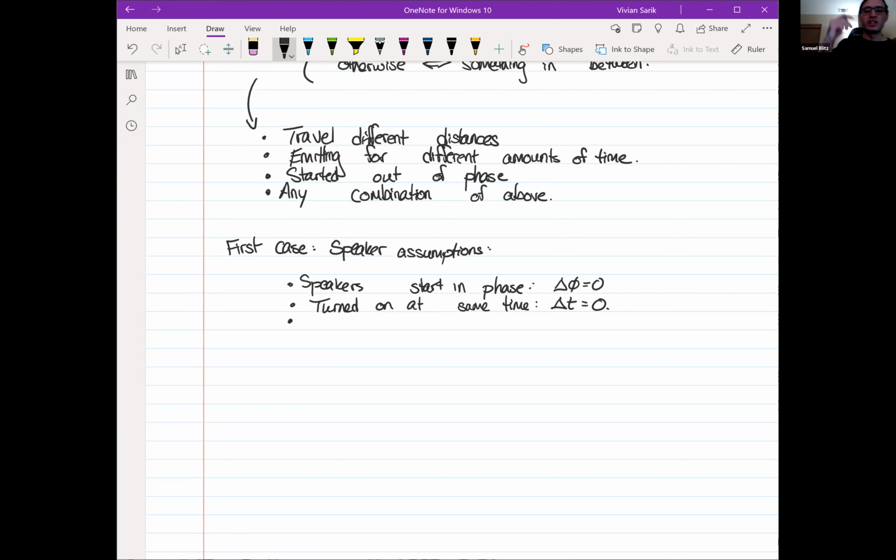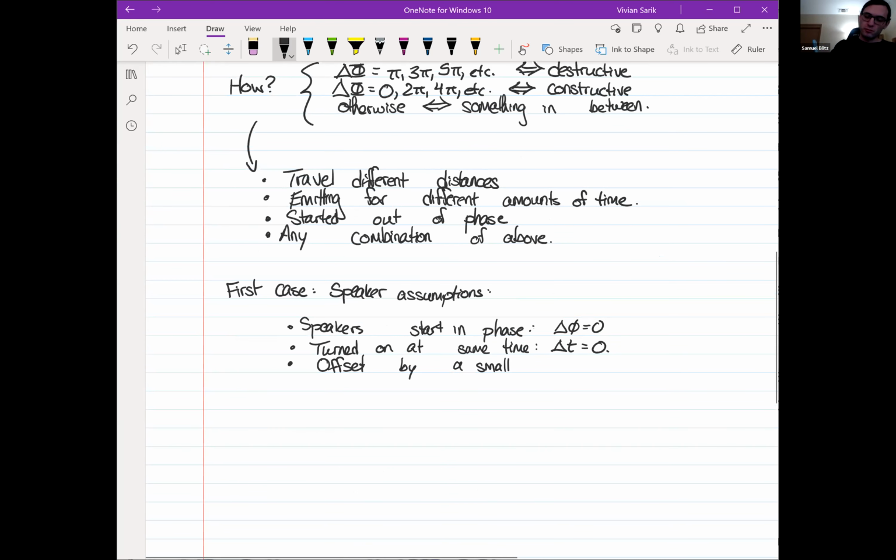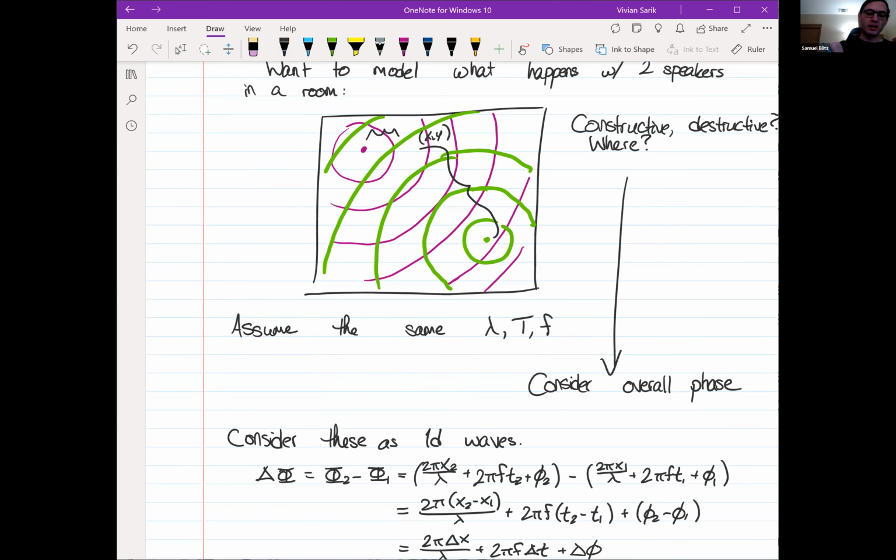That's why we're doing this. We're going to basically turn on each different wave separately. And then let's say that the two speakers are offset by a small distance delta x, meaning that maybe their distance from the point of interest is slightly different. So in this picture, it would look like picking a place, maybe like here. So the purple one travels a little bit further in this case than the green one.